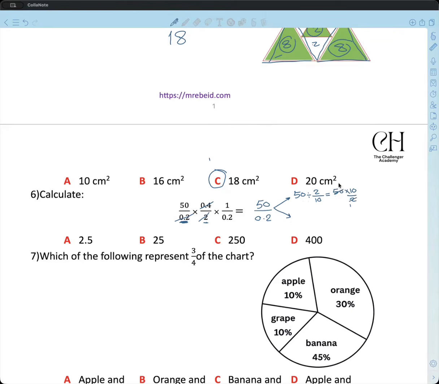Divided by 2, it will be 1. Divided by 2, it will be 25. So it's 25 times 10, which equals 250. So the answer is 250.